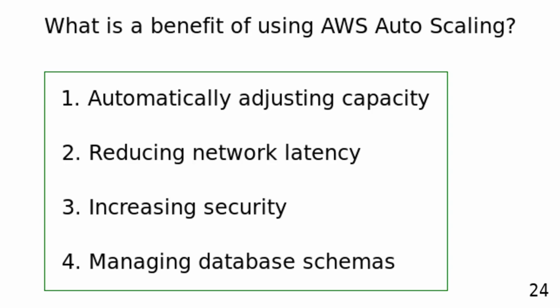What is a benefit of using AWS Auto Scaling? Automatically adjusting capacity. Reducing network latency. Increasing security. Managing database schemas.